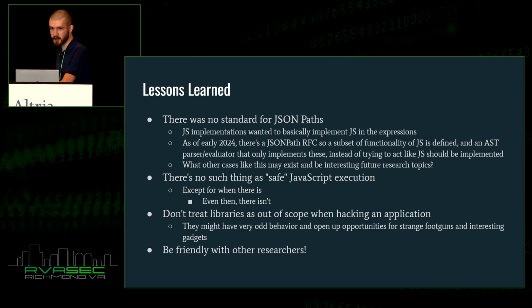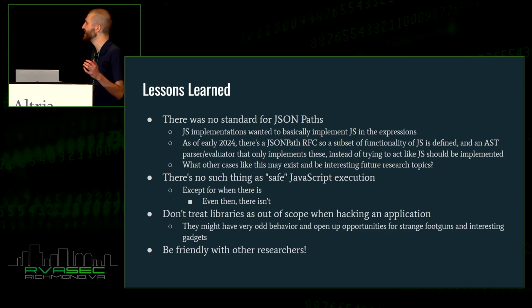So lessons learned: no standard for JSON paths until early 2024. Very interesting because the implementations definitely showed that there was no standard. There's no such thing as safe JavaScript execution, except for when there is, but even then there isn't. And then don't treat libraries as out of scope when hacking an application.